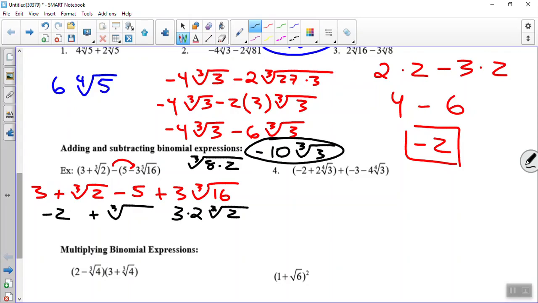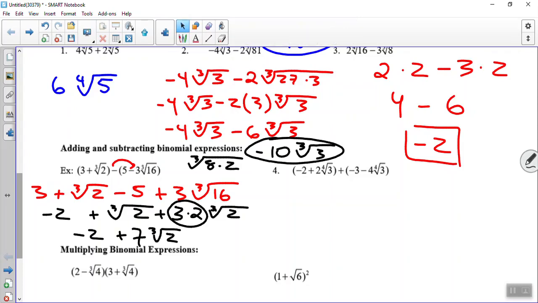So I've got this cube root of 2 plus what we have from our other expression. So it's negative 2. This 3 times 2 is 6. Plus 1 is 7. So plus 7 cube root 2. We want to write this with the rational term first, followed by the irrational term with the radical. Okay? Go ahead and try number 4.